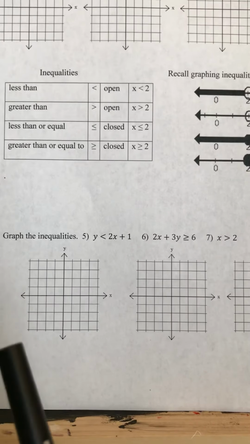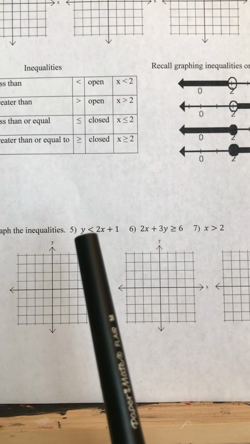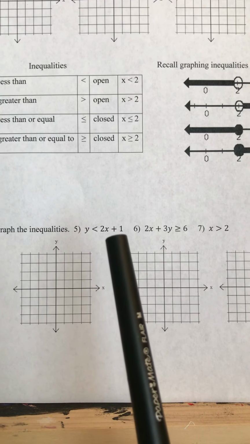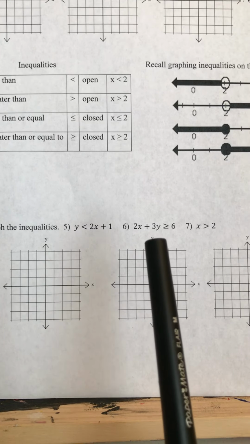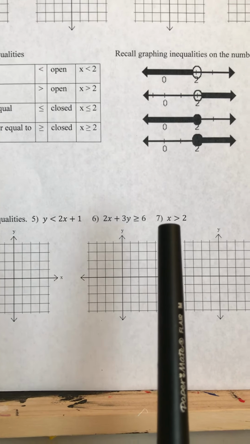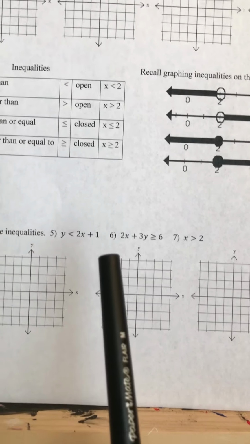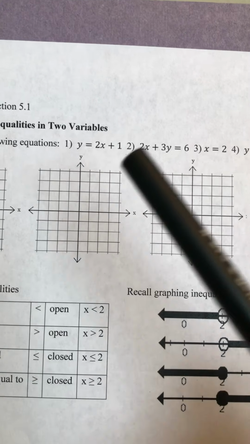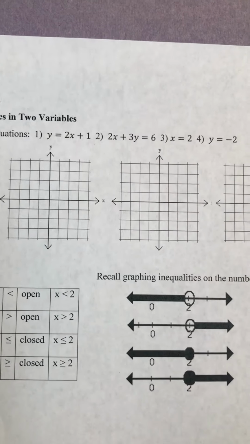And then come down here, and what we're going to do is instead of y equals 2x plus 1, we're going to be graphing y is less than 2x plus 1, and 2x plus 3y greater than or equal to 6, and x is greater than 2. So we're going to take the same ones that we did up here, and we're going to see what happens when we change those to inequalities.